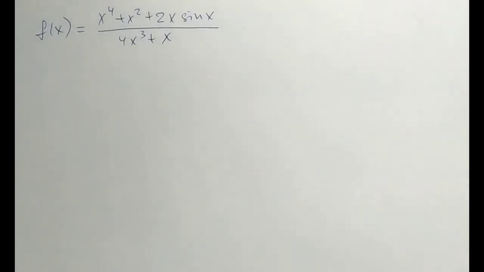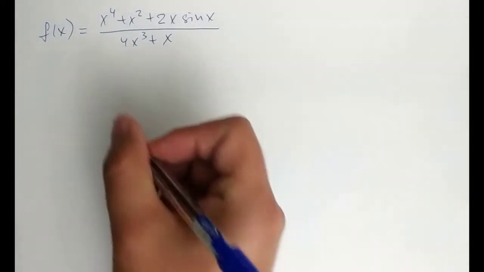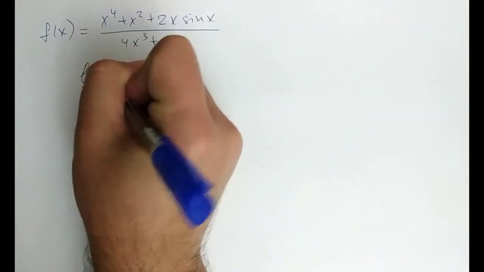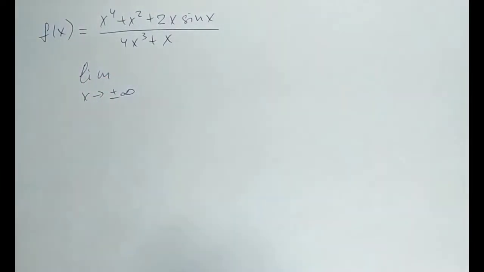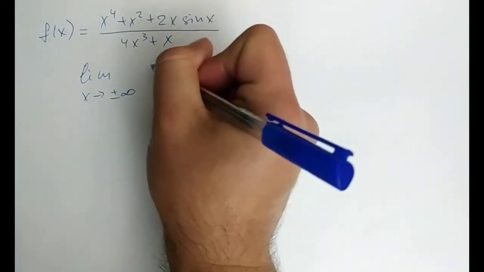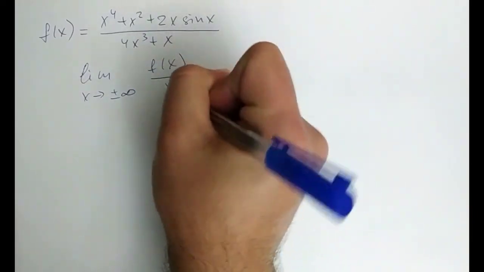Let's do one more example. So again, find the right and left asymptotes of this function. So let's begin with k. So what was the k? Limit as x tends to plus minus infinity of f of x over x.